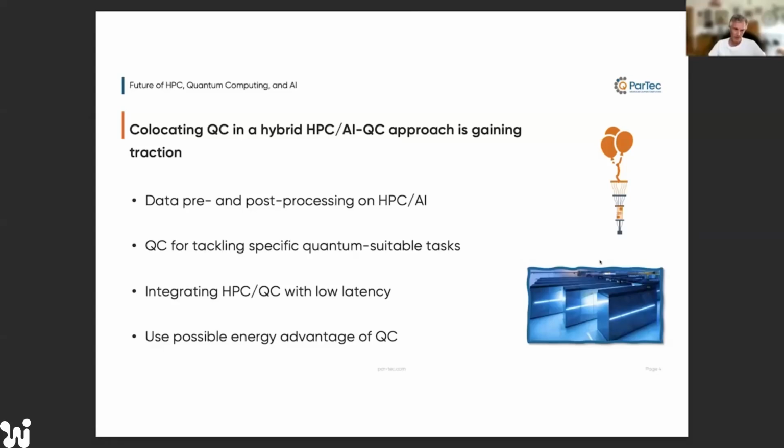So co-locating quantum computing is still a hybrid approach. We have HPC and we have the AI data center, and it is gaining attraction to bring a quantum computer into that. So we can, of course, still use the classical system for pre and post processing, and then use quantum just for tackling the specific quantum-suitable tasks, maybe in chemistry or specific optimization tasks, if there's a quantum advantage or not, or in machine learning, for example.